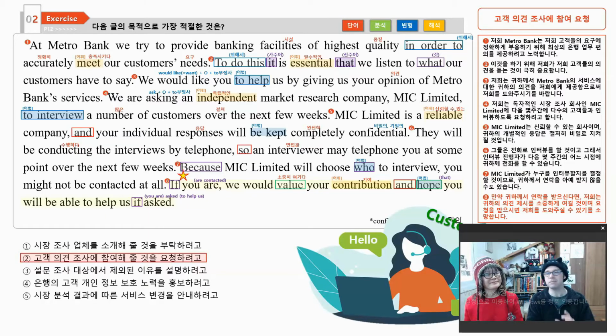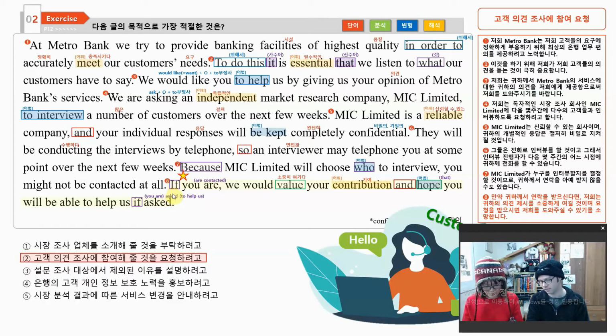Now, it is possible they're excluded from the survey. It does say that. Yes, so the company may not contact them, right? That's right. Right here, might not be contacted at all. But it doesn't say why. Yeah, so it doesn't explain why. So that's not the answer.